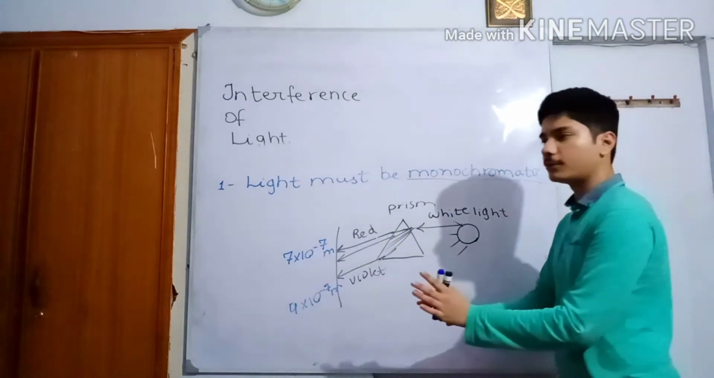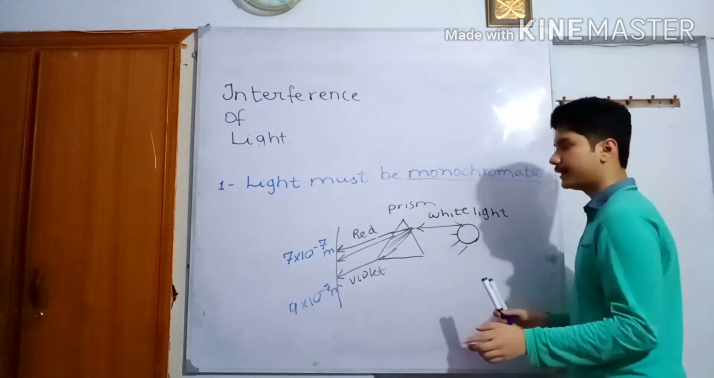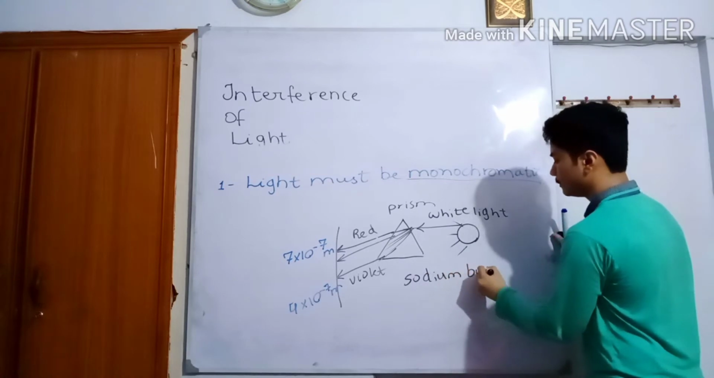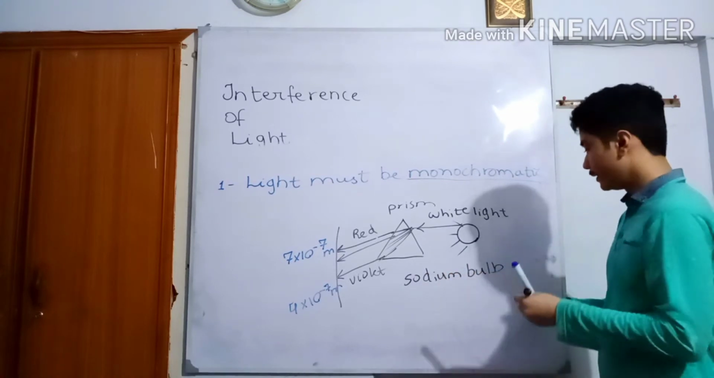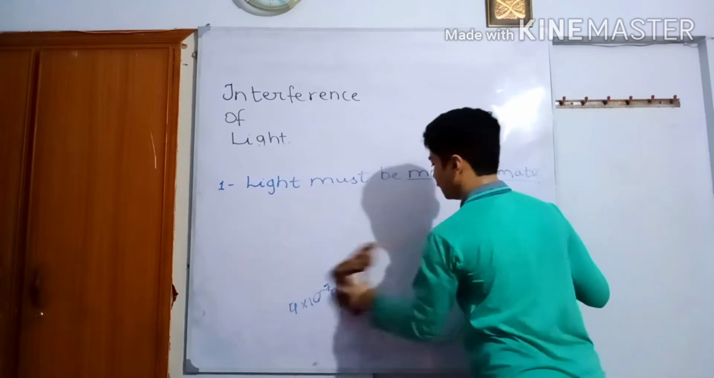So light must be monochromatic, might be red, might be violet, and the best way to figure it out is you can take a sodium bulb. This bulb basically is a source of monochromatic light. You can make it through an experiment. So the light must be monochromatic.